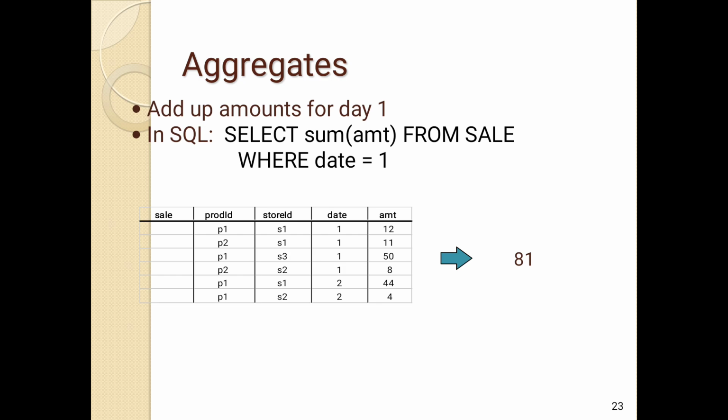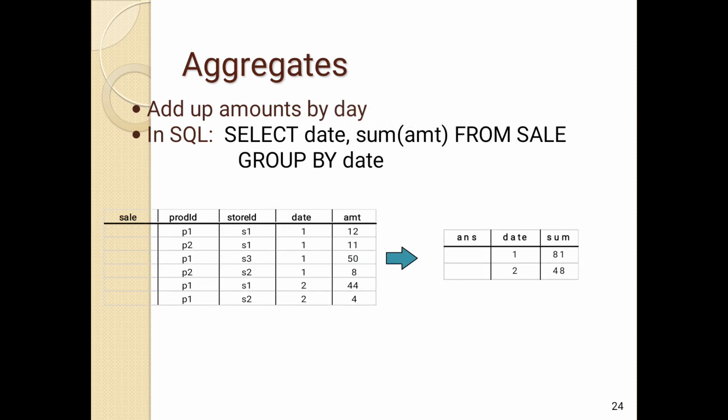So sum of amount, the condition here is date is equal to 1. Okay, so you have to calculate all the amount from this, whatever be the store, but for date one we need to calculate the total amount. So the total amount here is 81. So 12, 11 and 50 plus 8, am I right? So that is 81. So next, see the next query.